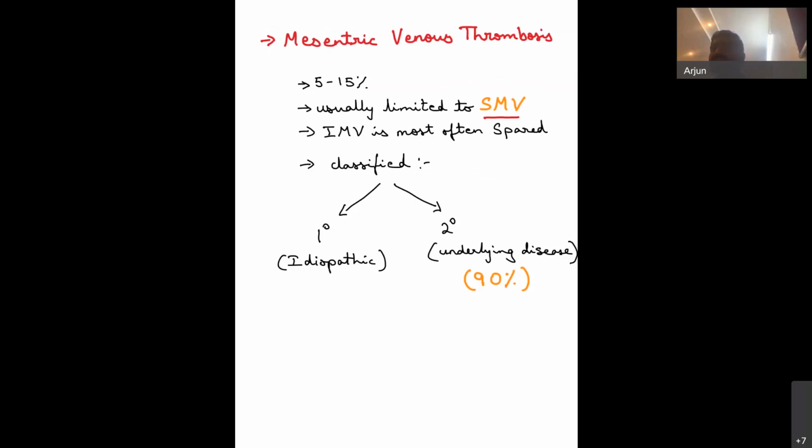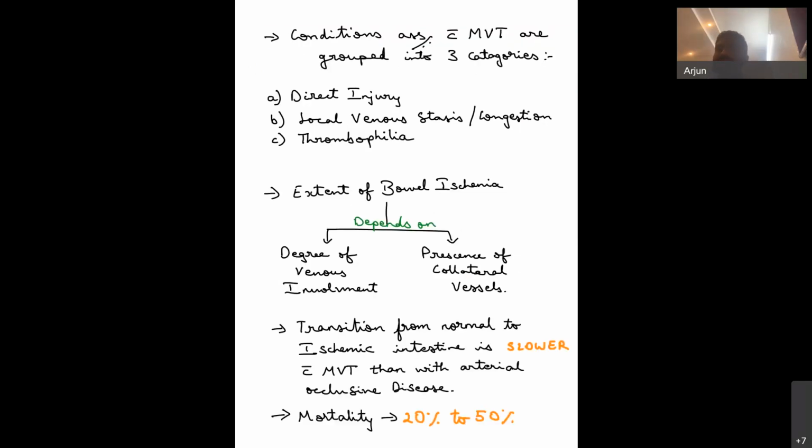Coming to mesenteric venous thrombosis, it is seen in about 5 to 15% of the cases, and it is usually limited to the superior mesenteric vein. Here, the inferior mesenteric vein is often spared. It is basically of two types, primary and secondary. Secondary is due to any underlying causes, and it constitutes about 90% of the cases.